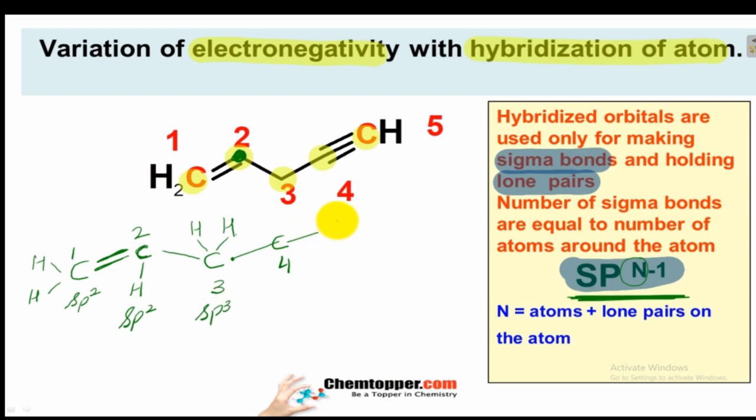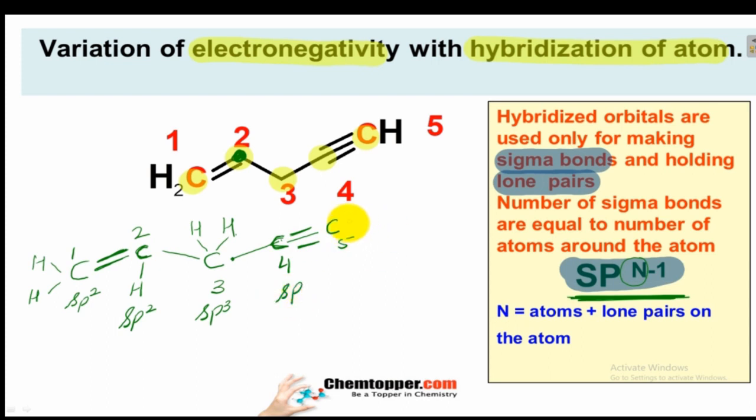Carbon atom 4 has 1 sigma bond with carbon number 5 and 1 sigma bond with carbon number 3. And the rest 2 bonds are pi bonds, which are made by using pure p orbitals. So it means it has only 2 sigma bonds. So it needs only 2 hybridized orbitals. So it is sp hybridized.